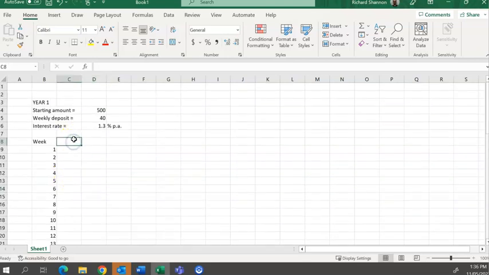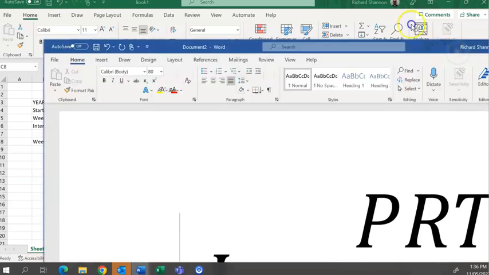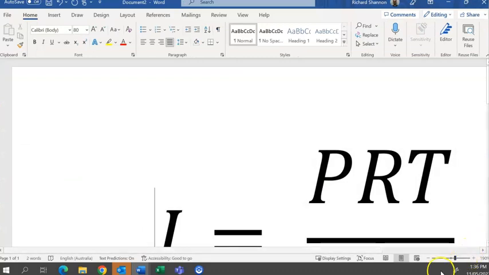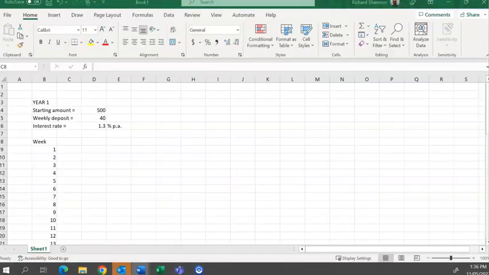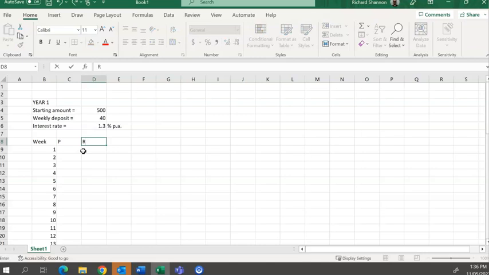Now, how are we going to calculate the bank interest? Well, here's an old formula that you will have seen at some point. Interest is principal times rate times time divided by 100. That's a simple interest formula. Now we're going to do that here. We're going to calculate how much interest the bank offers on a weekly basis. I've got a principal, which is how much is in the account, R, which is the interest rate, and T, which is the time.